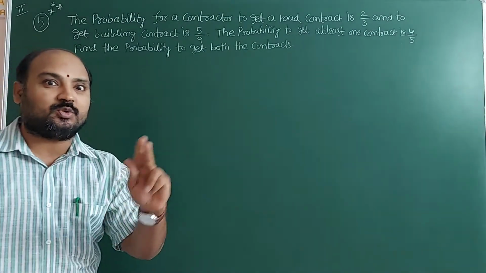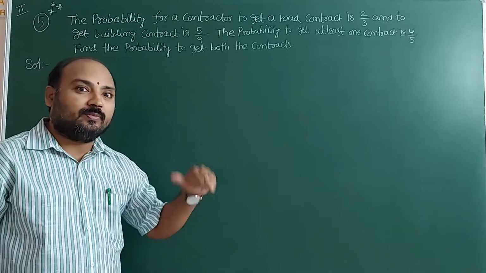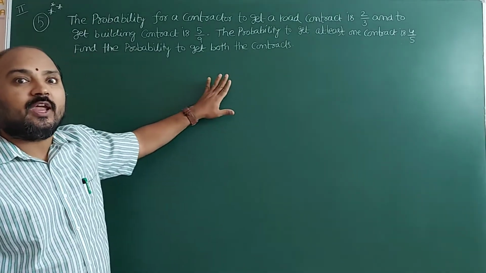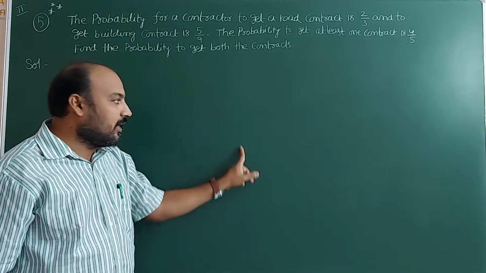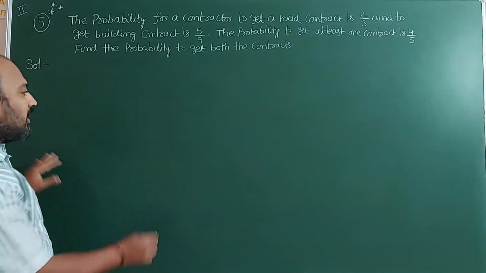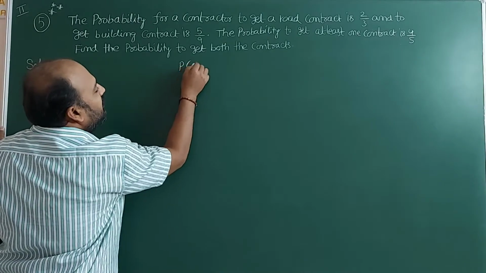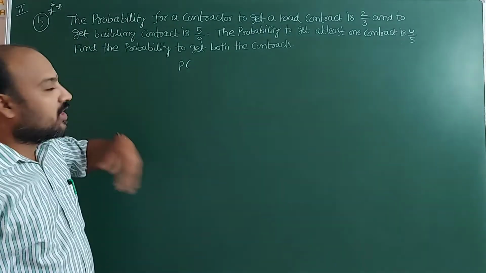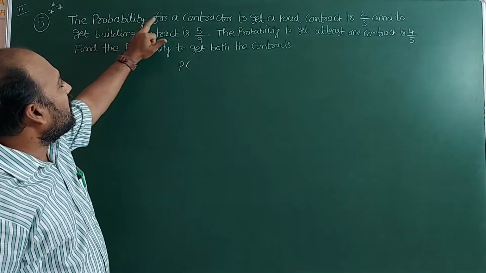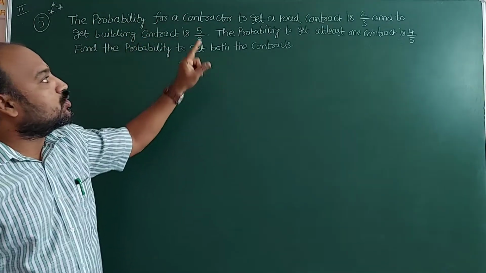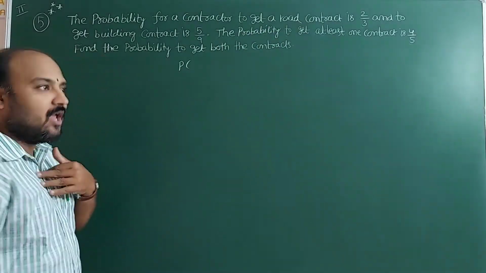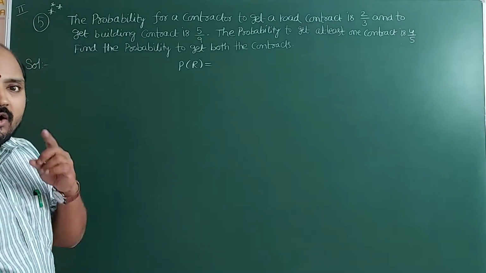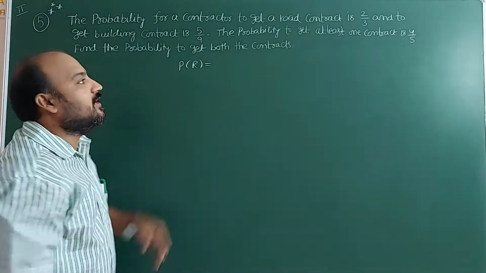Both means, as in the last question also we discussed, intersection is given. So the probability of A intersection B we are going to calculate. So the required one is P of A intersection B. But here, based on the assumption of the events, I am assuming that P of R, the probability of getting a road contract, is 2 by 3.